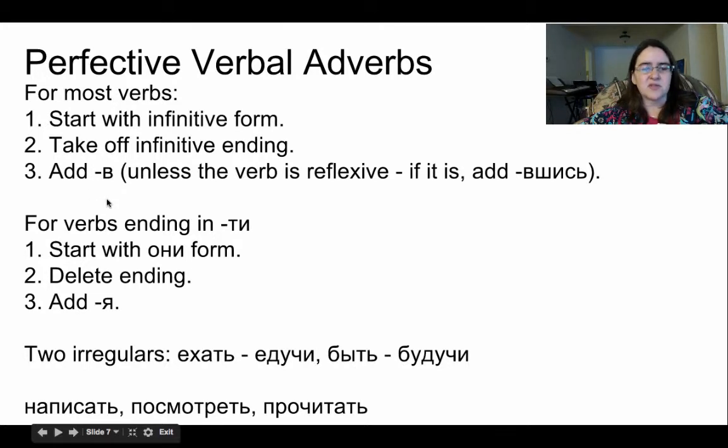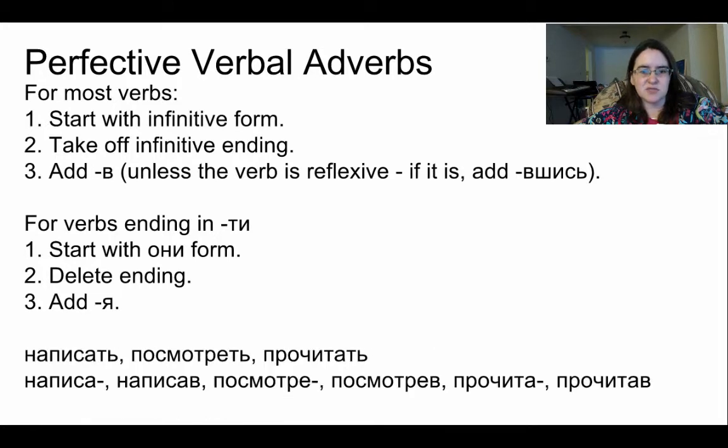The only exceptions to those are verbs that end in t, many of those being verbs of motion like paiti, for example. Those will end in ya. That's tricky because that looks like imperfective. But for the most part, just focus on that most of these end in v. So if we take the verbs написать, посмотреть, прочитать, we can look at their perfective verbal adverb forms. Написав, посмотрев, прочитав.